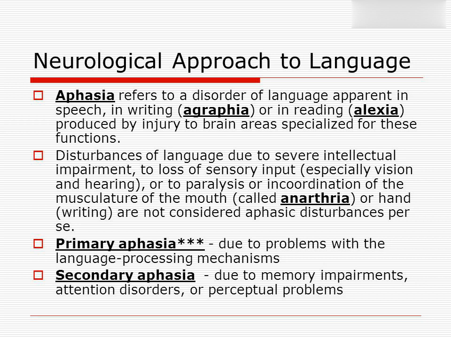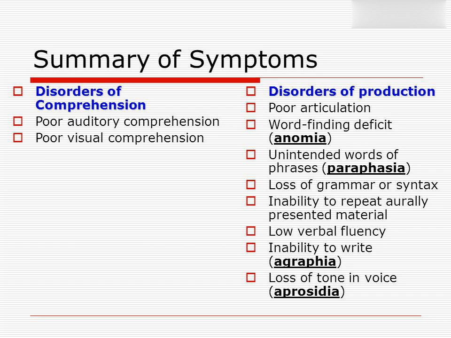Primary aphasia is due to problems with the language processing mechanisms. Secondary aphasia is due to memory impairments, attention disorders, or perceptual problems. Summary of symptoms: disorders of comprehension. Poor auditory comprehension. Poor visual comprehension. Disorders of production. Poor articulation.